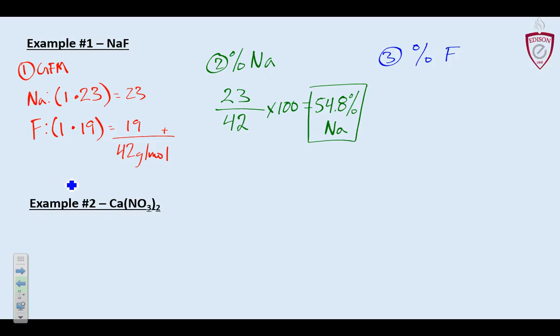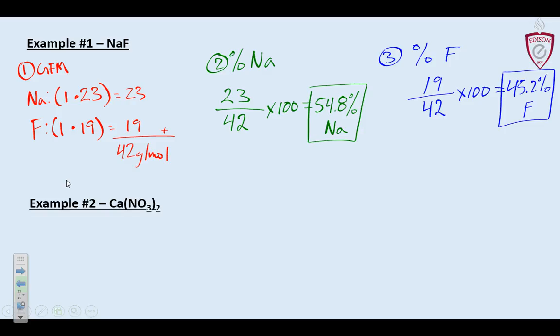So if I want to do the percent fluorine now, I have to take the part divided by the whole. The part in this case for fluorine is not 23, but 19, because that's the gram formula mass for fluorine. 19 divided by 42 times 100. What do we get on the calculator? 45.2. 45.2% fluorine. Beautiful. And that actually adds up perfectly to 100%. So, take it away on the second one.